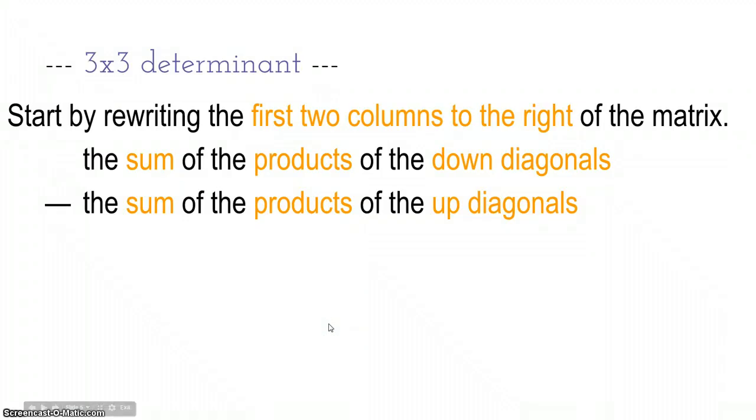3 by 3 determinant has an extra step. Okay. First thing you're going to do is start by rewriting the first two columns to the right of the matrix. Okay, so you're going to take column 1 and column 2, and you're going to add them on the end as column 4 and column 5, essentially. And then you're going to do the sum of the products of the downs. You're going to end up doing 3 down diagonals, add them all together. And then from that, you're going to subtract the sum of the products of the 3 up diagonals.